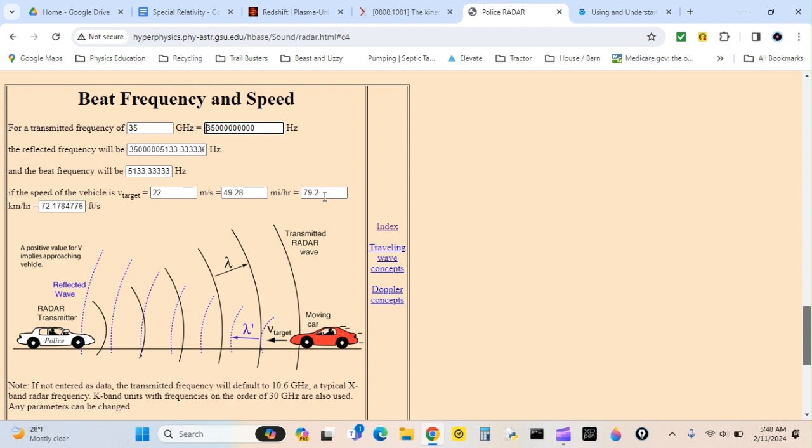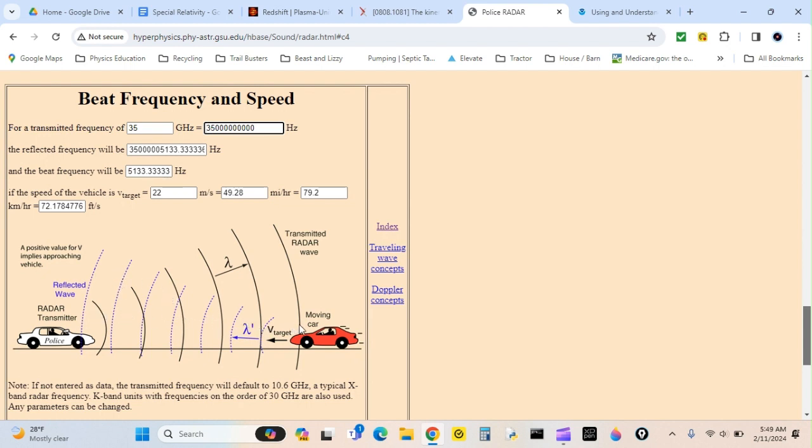Here's the 22 meters per second, which is about 80 miles per hour. Oh, I thought that was 80 kilometers. No, it is 49 miles per hour and about 80 kilometers per hour, which is what we had with the sound thing. So it isn't practical to use sound when we're trying to figure out speed of a car. Somebody's trying to go faster than they should.